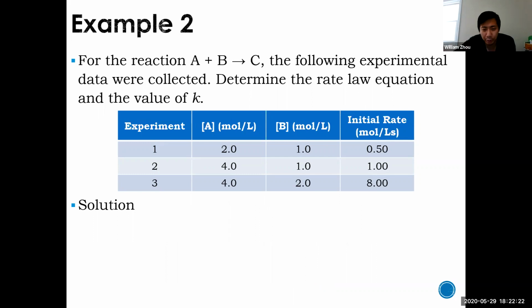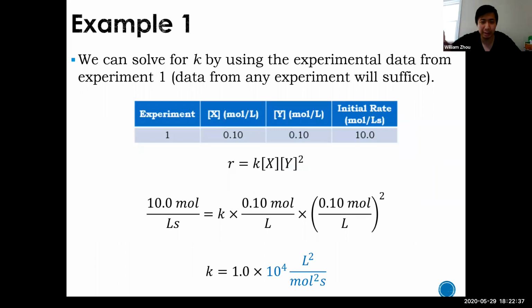So here's example 2. Same idea. Here's the data table. The reaction is A plus B, you get C. Determine the rate law equation and the value of K. So I'll give you a few minutes to practice, and then I'll take this up. Use the same strategy I used for example 1.